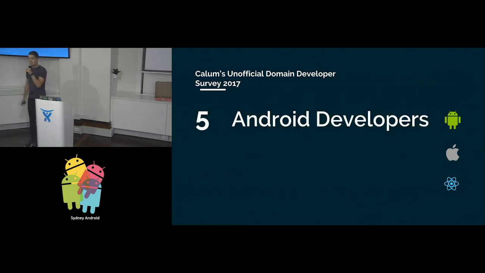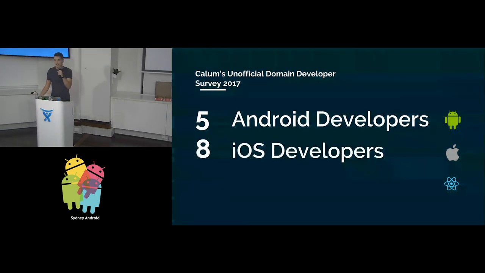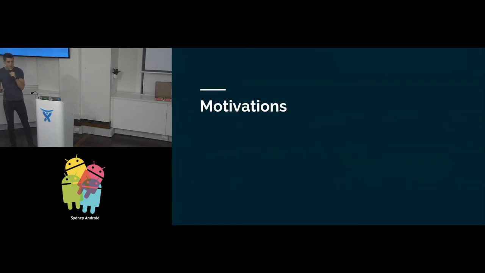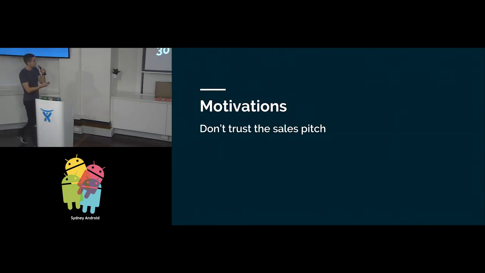This is my unofficial domain developer survey. It shows the landscape of how many devs we have at domain. These numbers are changing all the time. We're probably hiring, if you want to check out our jobs page. I wasn't paid to say that. There are five of us in the Android dev team, a little bit more on iOS because they're supporting another product, and we've got quite a few front-end devs. I wanted to find out how many React devs we actually have, how many people are using React, not just pure JavaScript. And it's around 30. So you can see there's a bit of an imbalance. We've got a lot more React devs than native mobile devs.